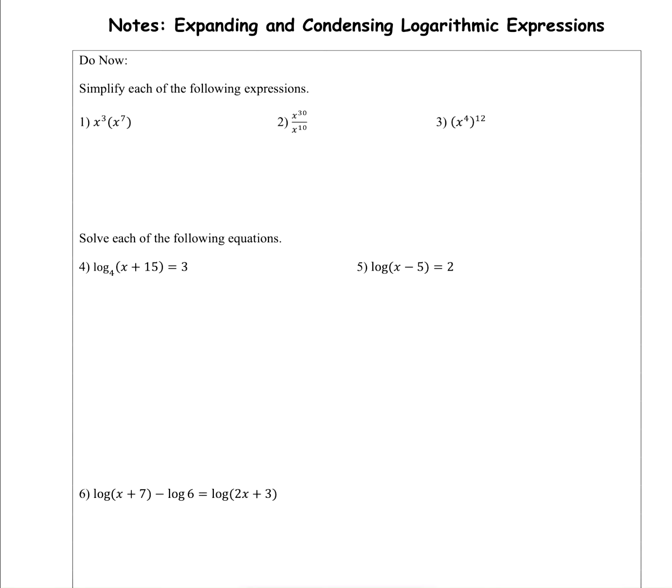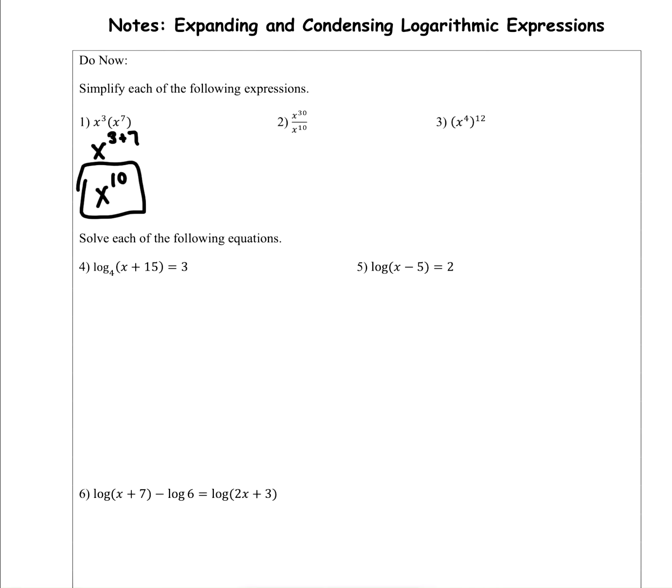So if you look at number 1, we're simplifying the expression x to the third times x to the 7th. What do we do to the exponents if we're multiplying with the same base? That's when you want to add the exponents, so that would be x to the 3 plus 7, which is x to the 10th. So that's how you would simplify the first one.